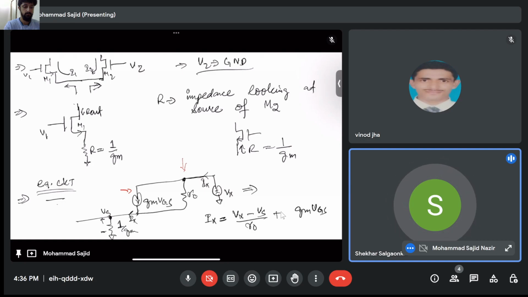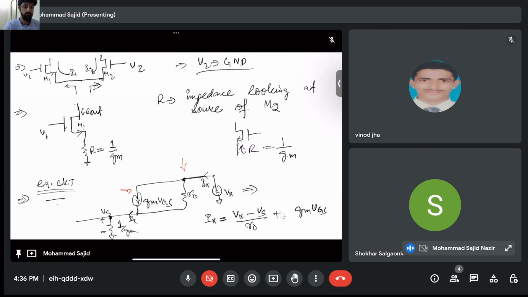You will only get 1 upon GM if there is some other component connected to it. That's why here it is written 1 by GM. It's because we are looking at the source of some other transistor. Yeah, that's right. Okay, then go on.